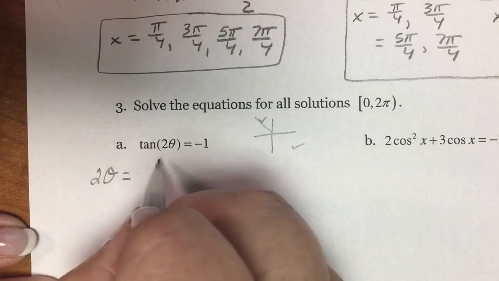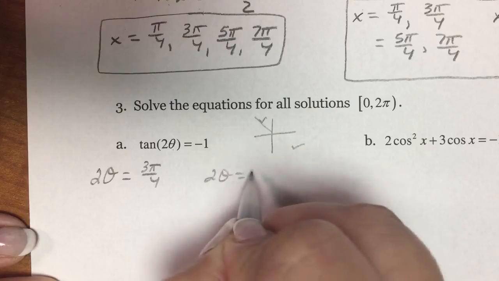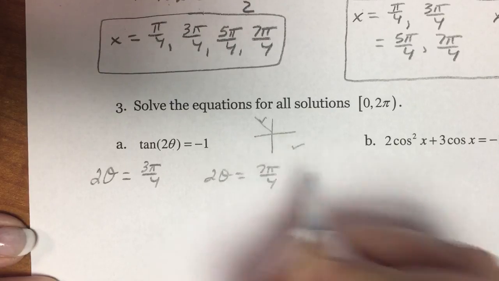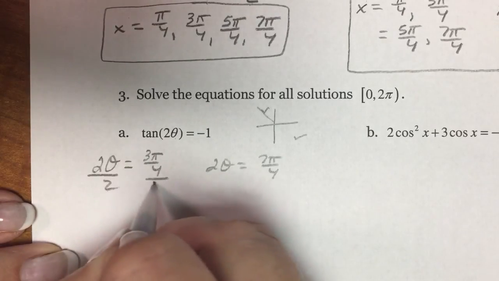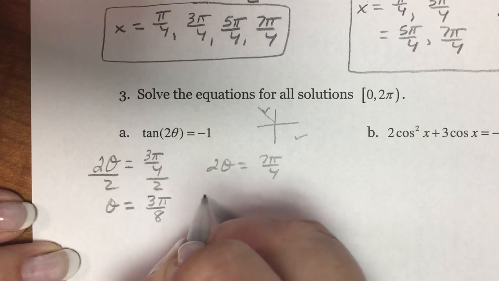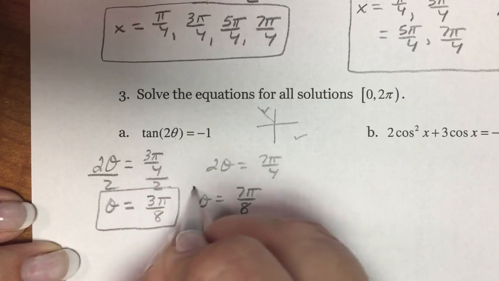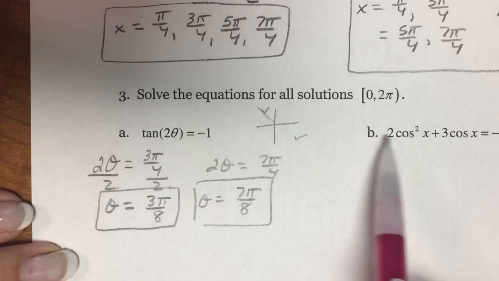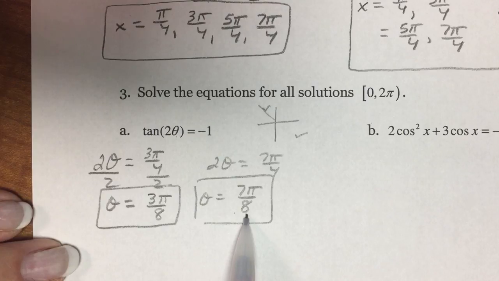So this one would be 3 pi over 4. And then this one would be 7 pi over 4. But remember, 2 theta is equal to that. So now I would have to divide both sides by 2 to get my thetas. This would be 3 pi eighths, and this would be 7 pi eighths. So now, here's the problem. Notice the directions. Say I want everything from 0 to 2 pi. If I look at the second answer, this isn't even pi. 7 pi eighths is smaller than pi, because remember pi is 8 pi eighths.